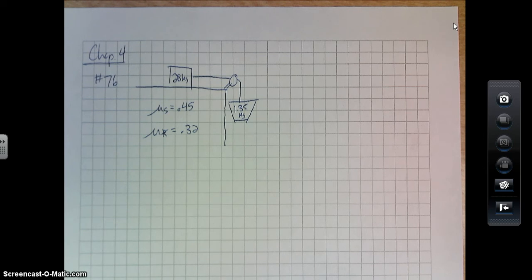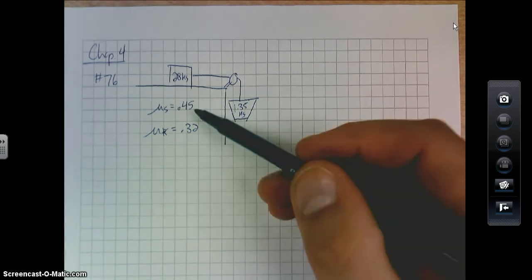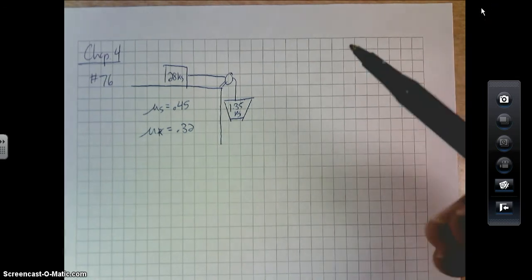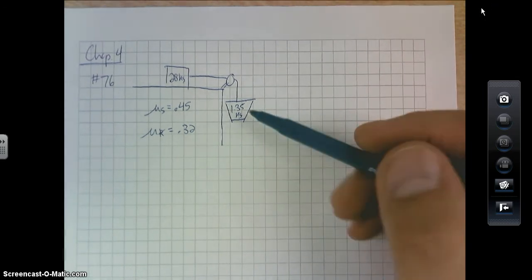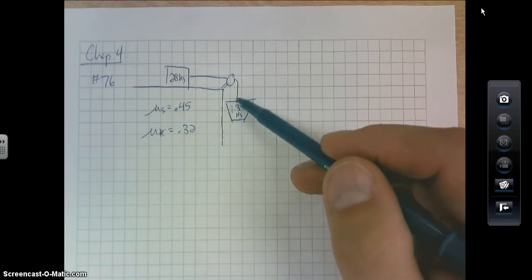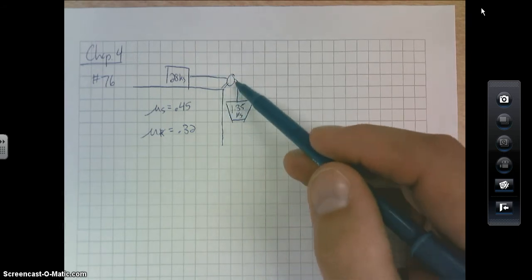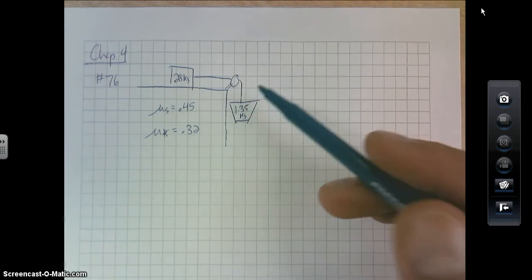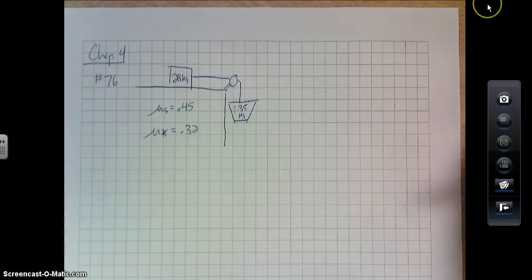Sand is gradually added to the bucket until the system just begins to move. Calculate the mass of sand added to the bucket and calculate the acceleration of the system. Okay, so a couple different things. Number one, it's going to incorporate two types of friction, and then the other part is the cord which connects the two, and you need to remember that the tension in the string throughout the whole string is exactly the same. The reason that helps us is because it allows us to neglect it for much of the problem.